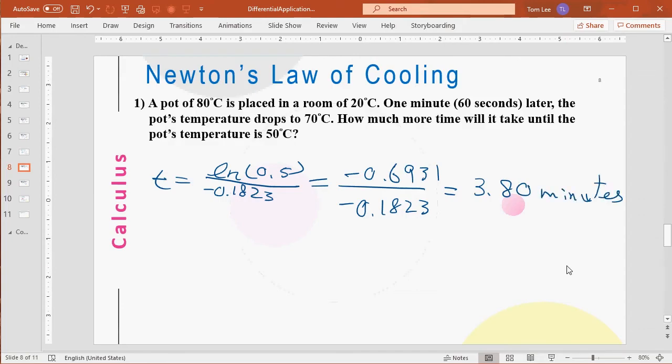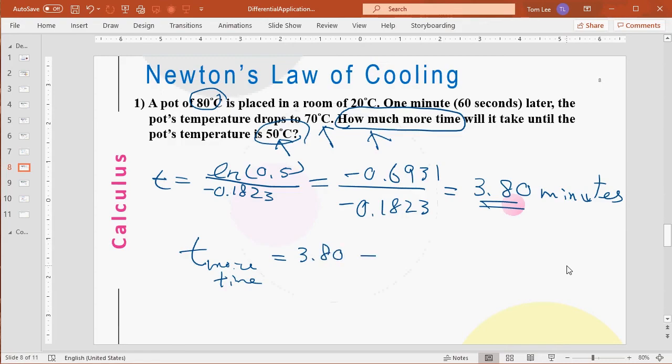But you can see the question is how much more time it will take the hot object to drop from 70 degrees to 50 degrees Celsius. So this 3.8 is from the beginning, from 80 degrees Celsius to 50 degrees Celsius. But the question asks how much more time. That means the answer is 3.80 minutes minus the 1 minute from the beginning. We got 2.8 minutes. This is the answer. We have to wait 2.8 minutes more for the hot object to drop from 70 degrees to 50 degrees.